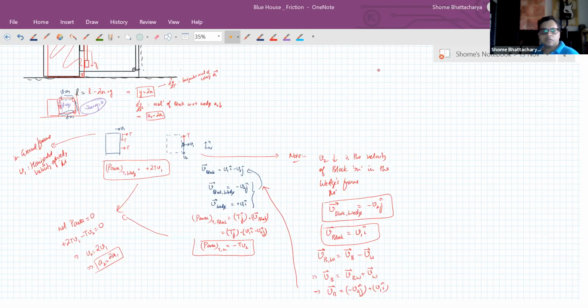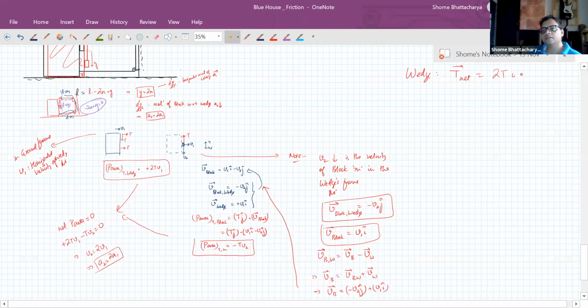Now, in the same way, you can see the vertical tension is not doing work because the velocity is horizontal. Only the horizontal tensions are doing work in the case of the wedge. The net tension acting, as a vector, is 2T acting horizontally and T acting vertically downwards. But the velocity of the wedge is just v1 i cap. So that is why it was just 2T into v1. It was not 3T or something like that.